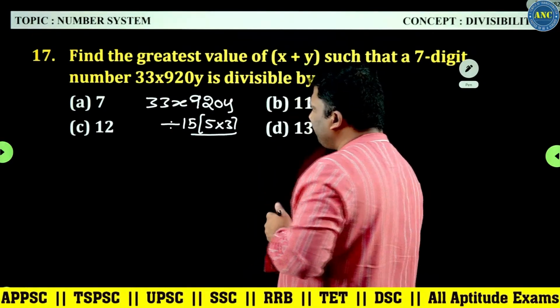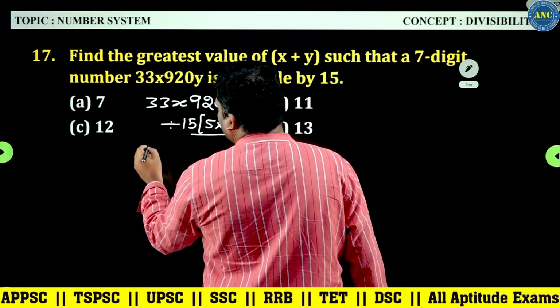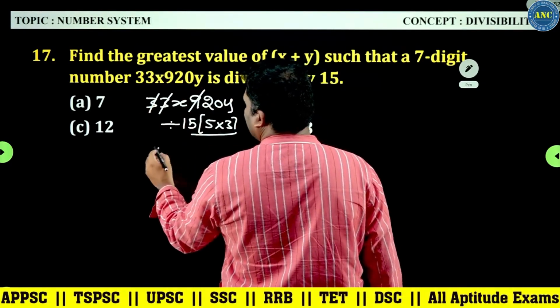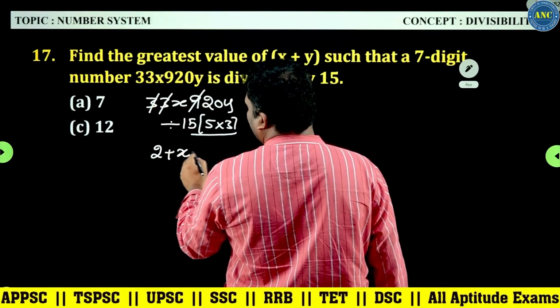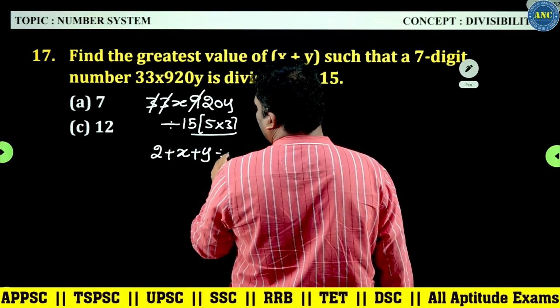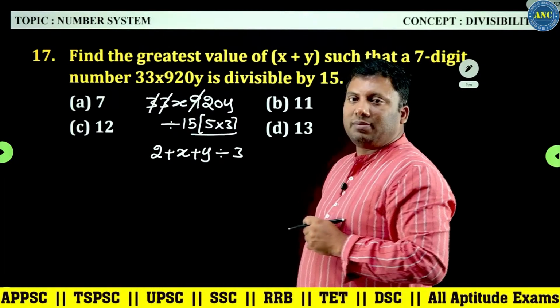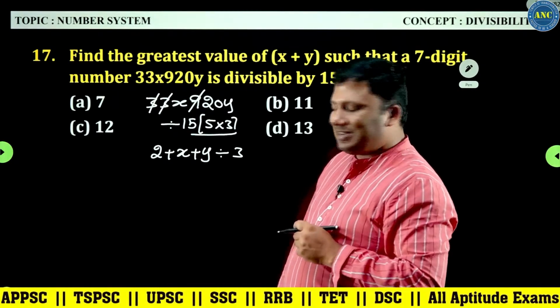Now see here, sir. 3 plus 3, 6. 6 plus 9, 15, divisible. So this will be 2 plus x plus y. It is divisible by 3. 2 plus x plus y will be divisible by 3. I hope the idea is clear.